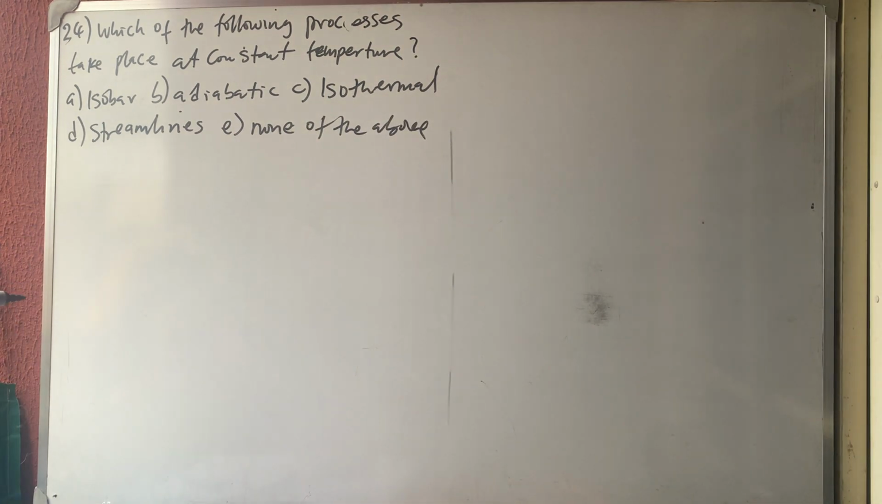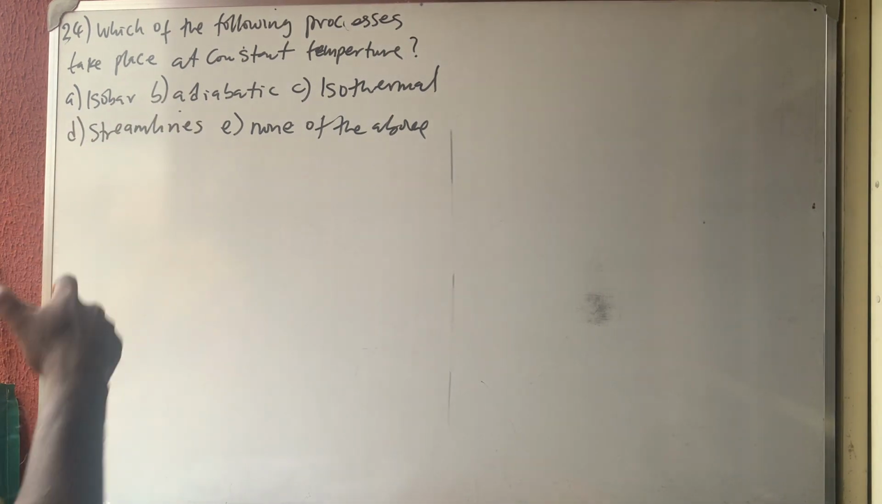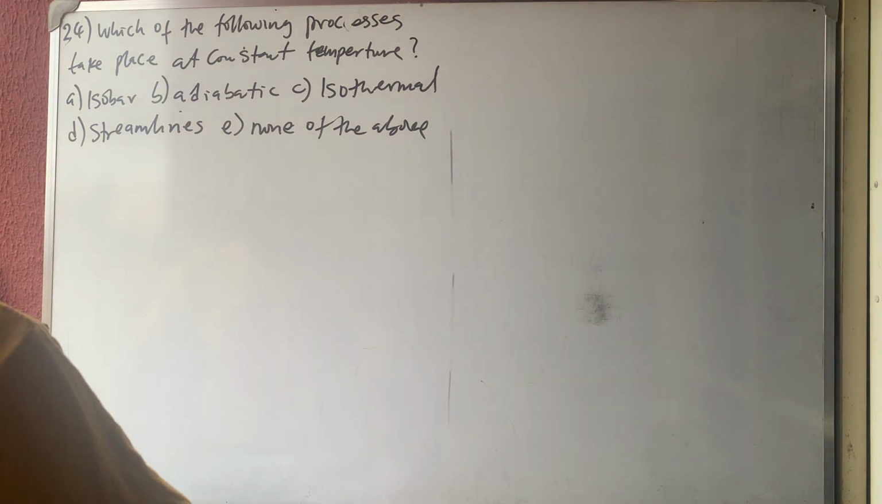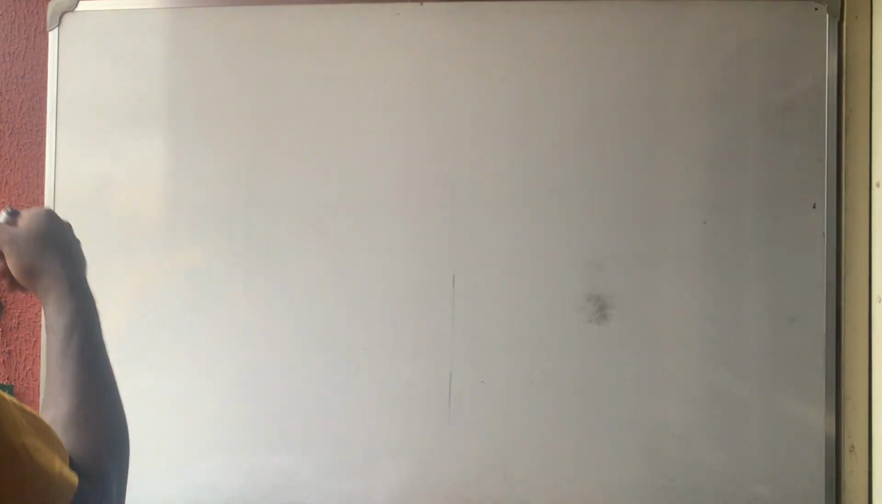Okay, so I'm leaving you with this question to research about it. Find what is isobar, adiabatic, isothermal, streamline. Find them and know the correct answer for yourself. I'm leaving this question for you, so you tell me the answer at the comment section, please.